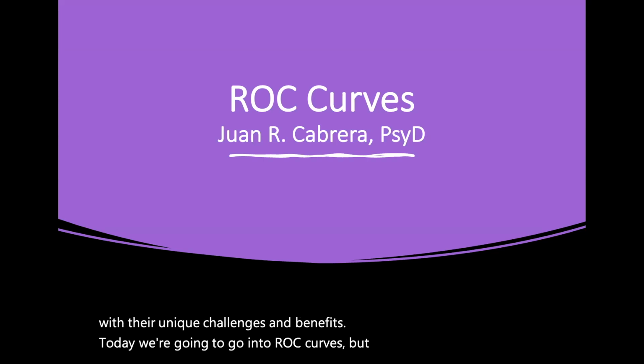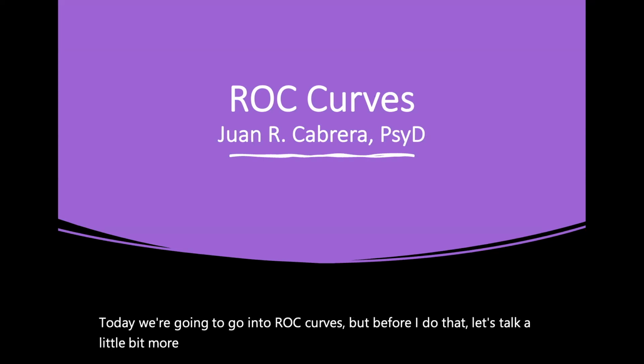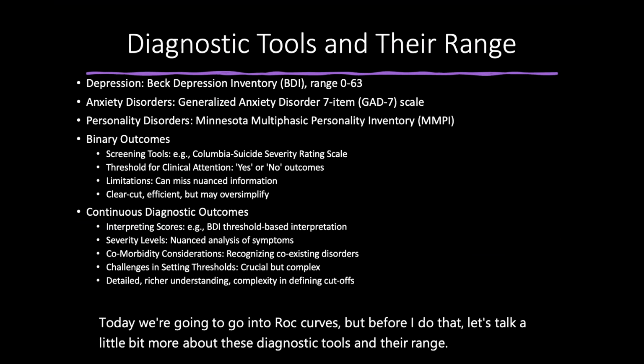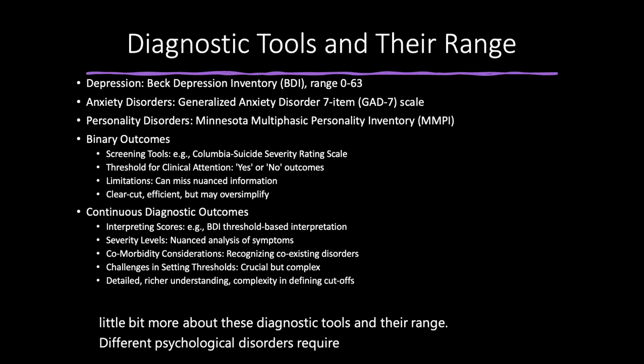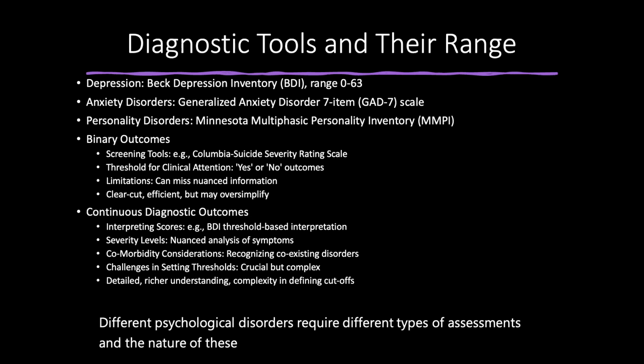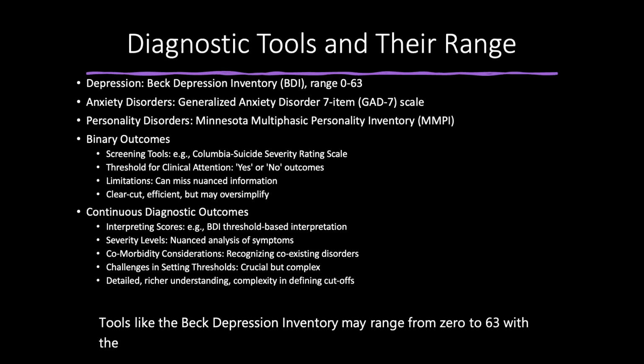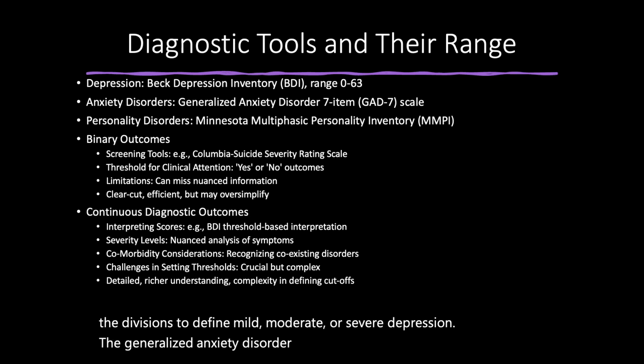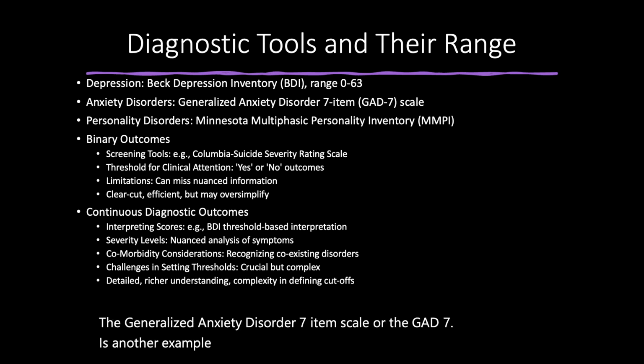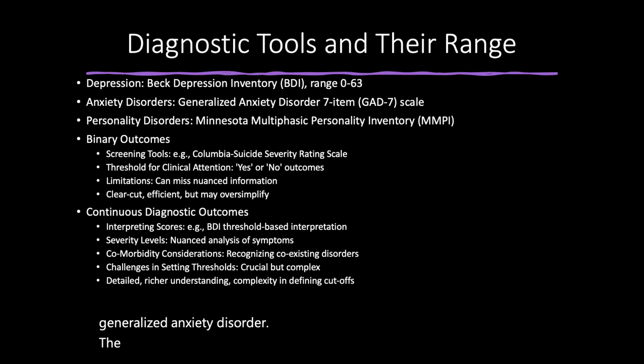But before I do that, let's talk a little bit more about these diagnostic tools and their range. Different psychological disorders require different types of assessments, and the nature of these tools vary widely. Tools like the Beck Depression Inventory may range from 0 to 63, with the divisions to define mild, moderate, or severe depression. The Generalized Anxiety Disorder 7-item scale, or the GAD-7, is another example with scores that can be used to measure the severity of generalized anxiety disorder. The MMPI can help in identifying various personality structures and psychopathology.